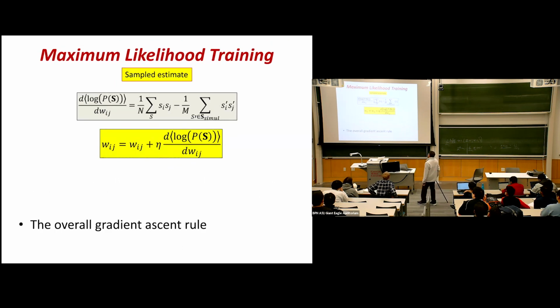And so the overall maximum likelihood training basically just ends up looking like this. The derivative of my log likelihood with respect to any wij is simply going to be the average of the products of the bits on either side of the connection for all of the training samples. The first term is over all of my training samples, right? Minus the second term, which is the average of the same pair over a large number of samples that I have obtained by simply letting the network run freely and taking snapshots.